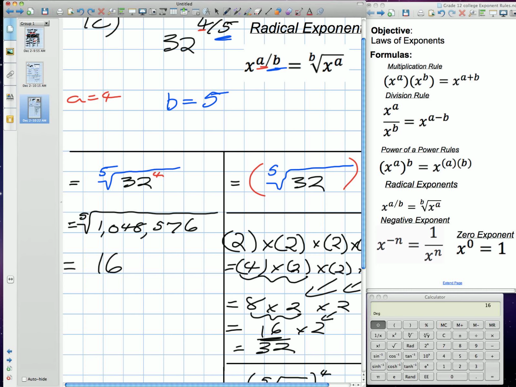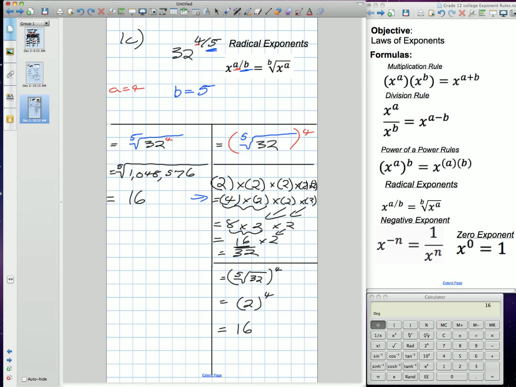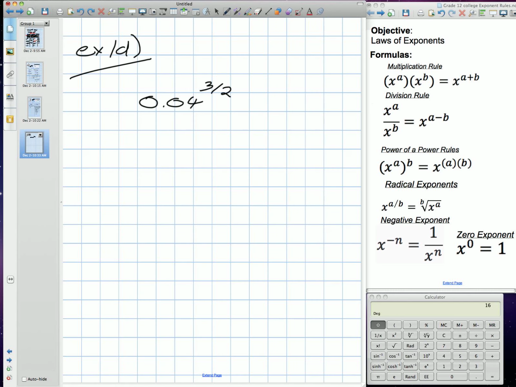So it didn't matter which order we did it in. We got the same answer. One of them most of us would be able to do mentally when you look at it. The other one we would have needed a calculator, otherwise it would have taken us a very long time to solve this question. What was important is that you can do this either way and you'll still get the same answer.